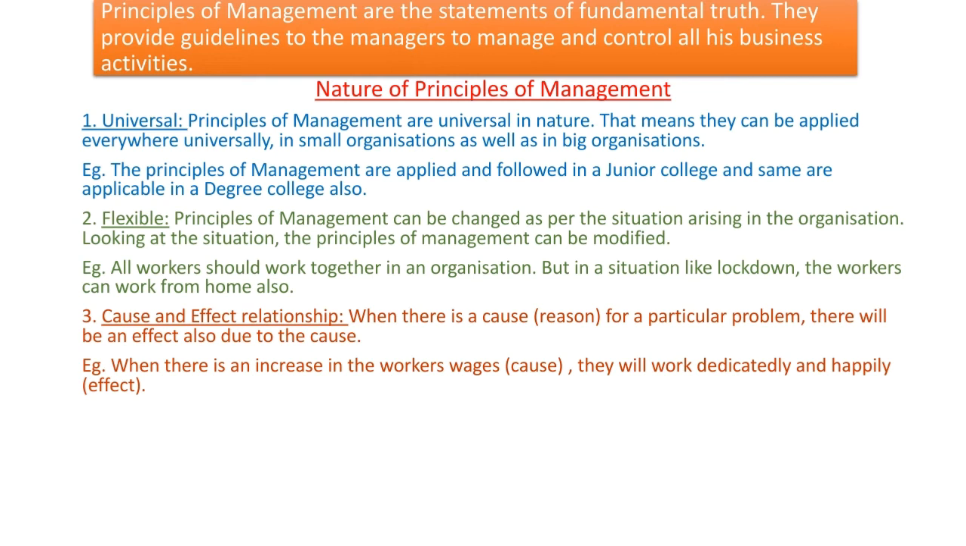ओके जब हमें सैलरी में, वेजेस में बढ़ावा मिलता है, बोनस मिलता है, इंक्रीमेंट मिलता है, तो हम डेफिनेटली खुश होते हैं और हम अपने काम पे खुशी से जाना चाहते हैं, हम डेडिकेटली काम करते हैं. सो दिस इज द रीजन कॉज एंड इफेक्ट रिलेशनशिप.